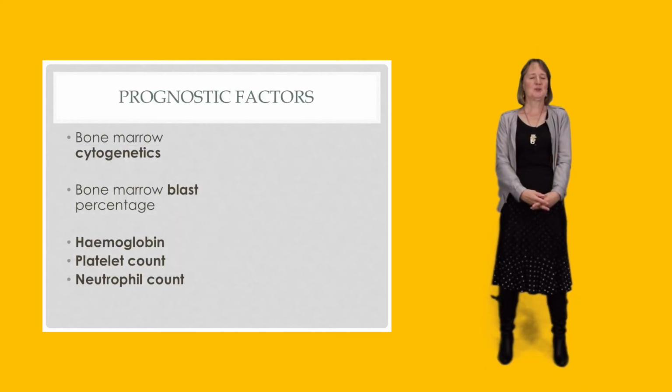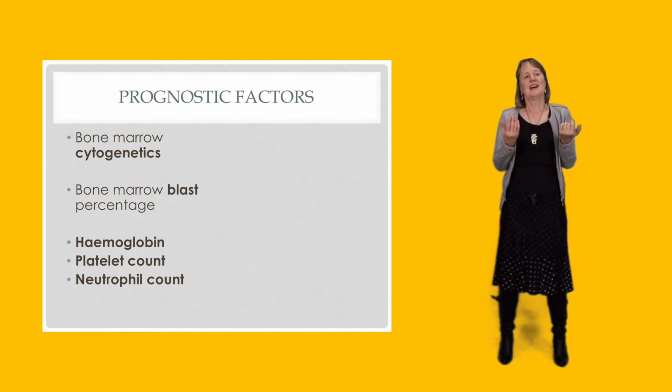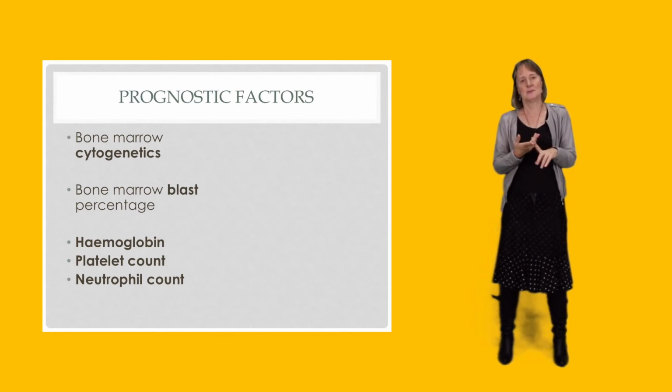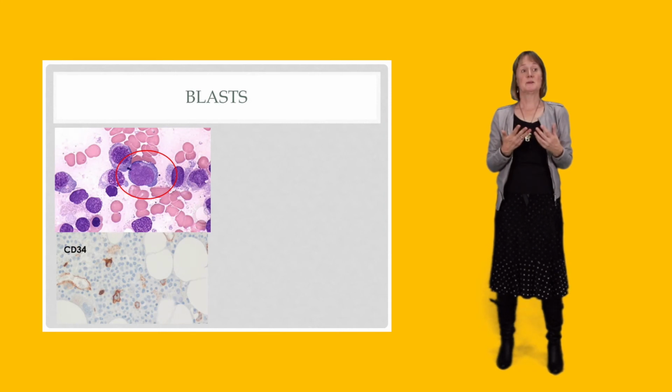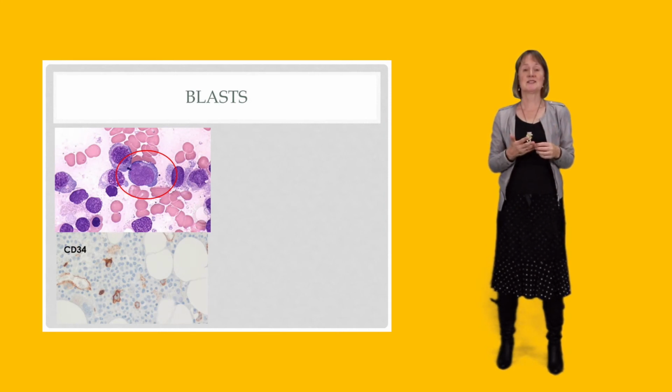So in addition to the cytogenetics, we also look at the number of primitive cells in the bone marrow, or blasts in the bone marrow, and the level of the hemoglobin, the level of the neutrophils, and the level of the platelets. And putting these all together, we can put that into a scoring system that will give us an idea of how this condition is likely to progress. Is it going to be a relatively indolent condition, or is it something that's going to progress badly and not respond to treatment?